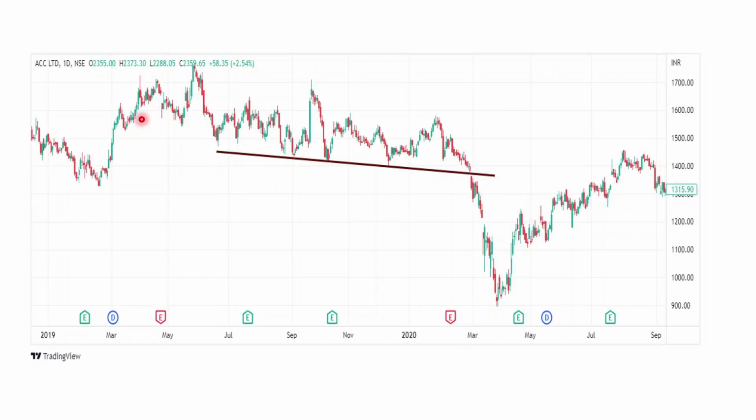Similarly, we can check one more. Here the trend line is drawn. Once it crossed the trend line, then the price stayed some time below the trend line, then it is accepted, then it went down.